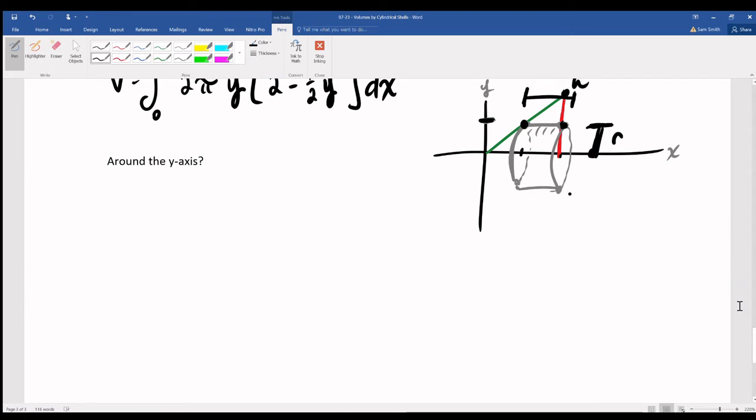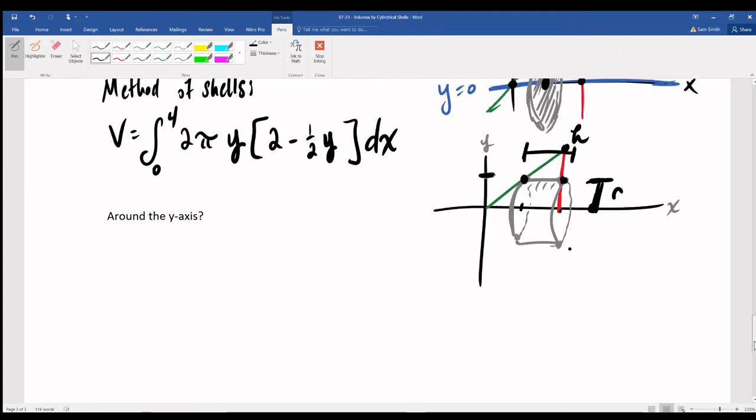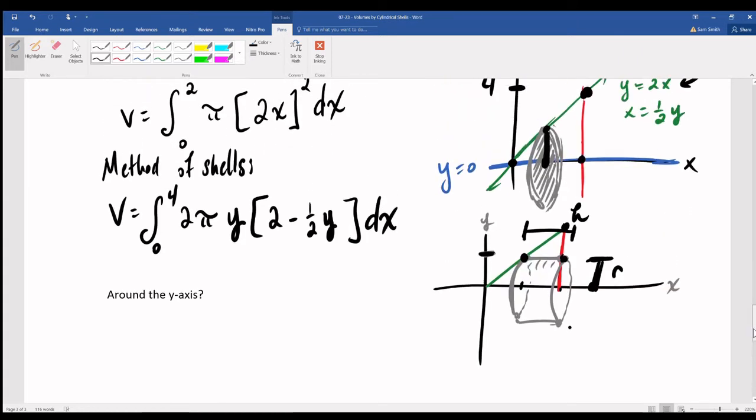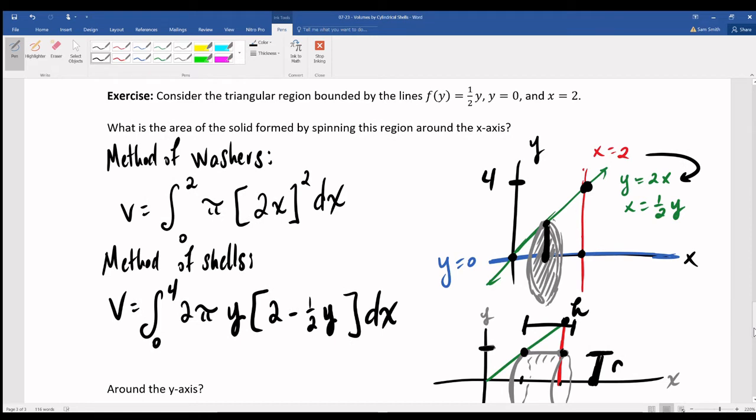So in this video, let's consider part 2 of the problem that we were treating in the previous video in this series, where we had the triangular region bounded by these three straight lines, y equals 1/2 x, y equals 2, and y equals 0 and x equals 2. Now we wanted to find the volume of the solid formed by spinning this region first around the x-axis.